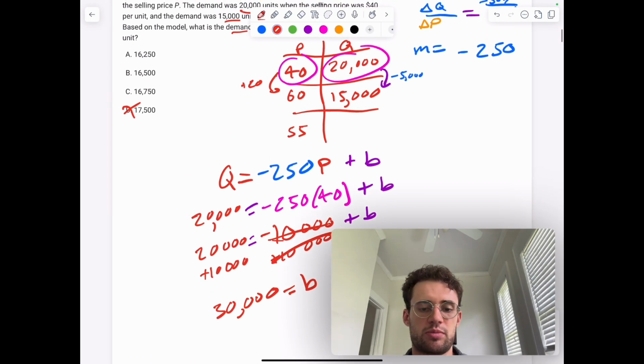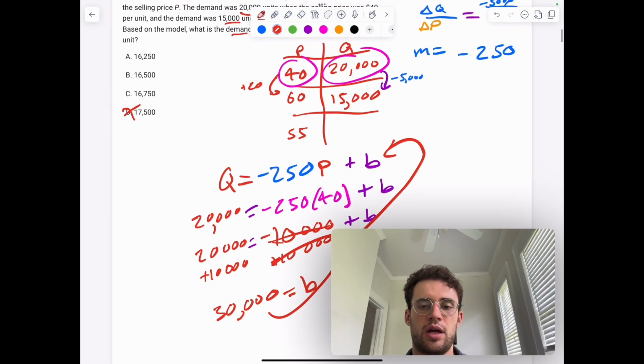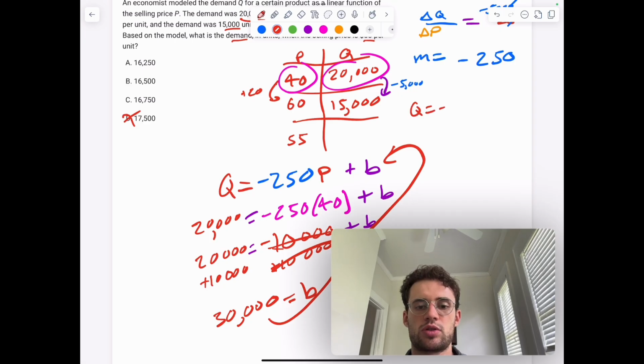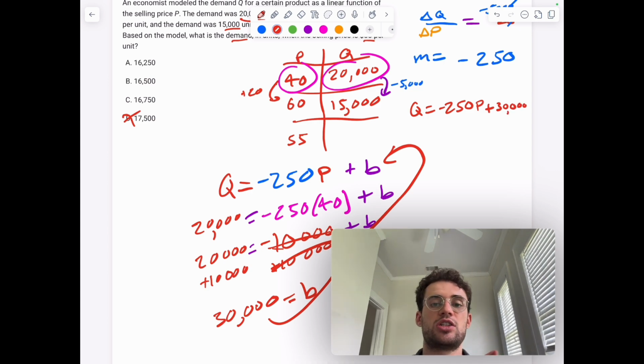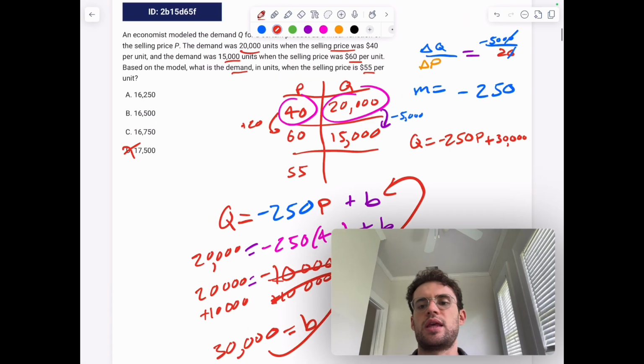Now we can write our equation, putting this B value in. We get that the equation is Q is equal to negative 250 times P plus 30,000. So 30,000 is your y-intercept, the initial demand. Then for each dollar that the price goes up, the quantity demanded goes down by 250. With that in mind, you could just work backwards or forwards from one of these values, but I'm just going to plug in 55 for P. So negative 250 times 55 plus 30,000, and then we're just calculating what the Q value would be.